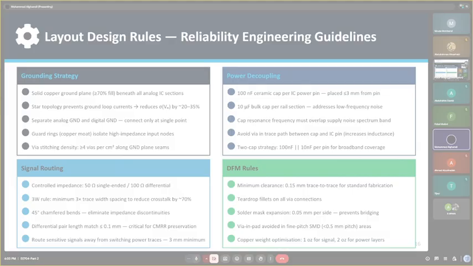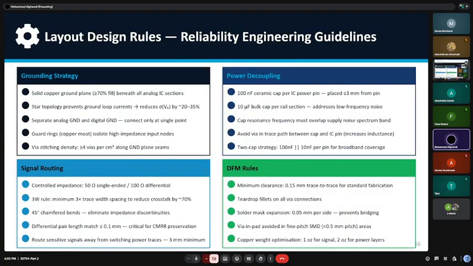For the rules of design for manufacturing, we have a minimum clearance of 0.15 millimeter trace to trace for standard fabrication. Teardrop fillets on all via connections. Solder mask expansion to be 0.05 millimeter per side to prevent any bridging. Via-in-pad avoided in fine pitch SMD less than 0.5 millimeter pitch, and copper weight optimization to be 1 ounce for signal or 2 ounces for power layers.